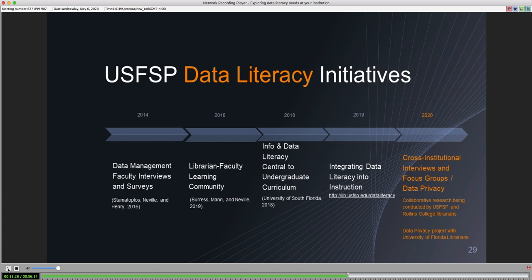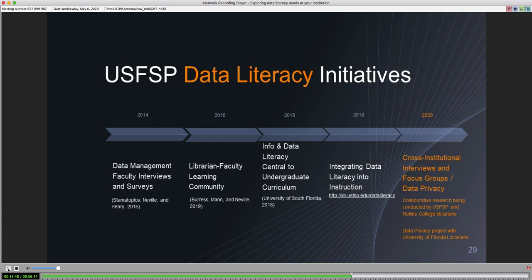And what we're doing is cross-institutional interviews and focus groups with faculty. And we did those structured interviews. Well, I wasn't part of the structured interviews, but in 2014, our institution did structured interviews asking about data management and things like that with the faculty.